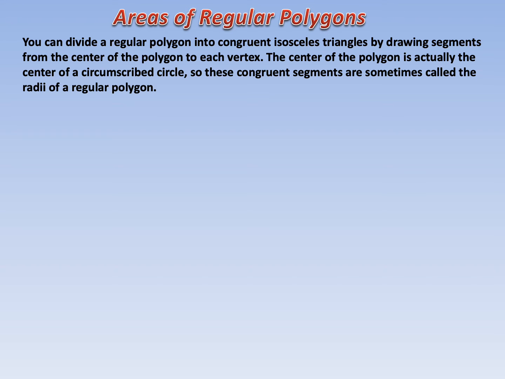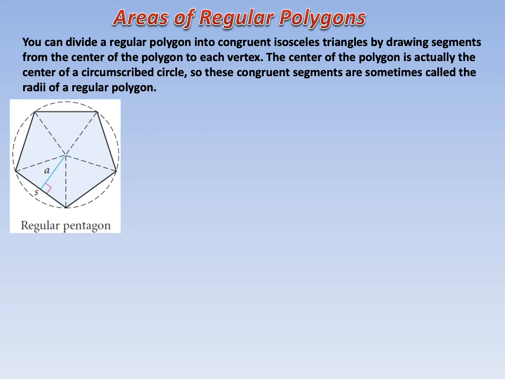Another neat thing about polygons, you can divide a regular polygon into congruent isosceles triangles by drawing from the radius to each vertex of your polygon, like so. And you can see the apothem is drawn in there as well as the length of one side.